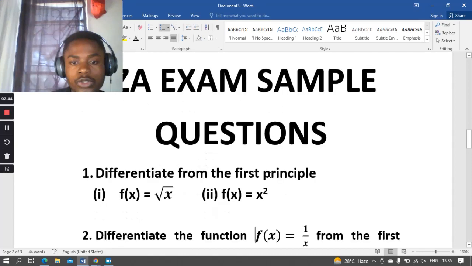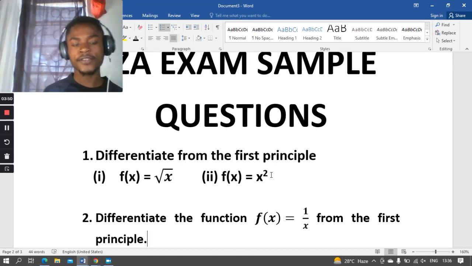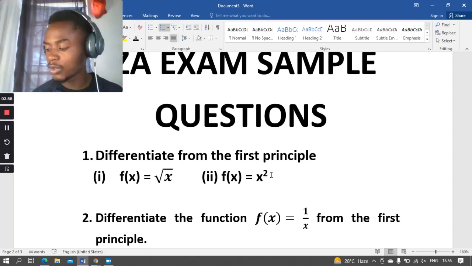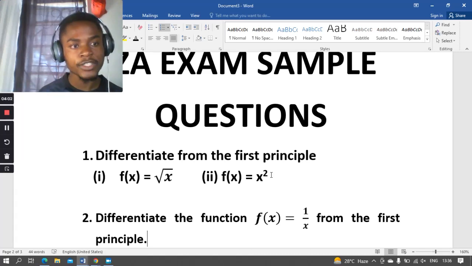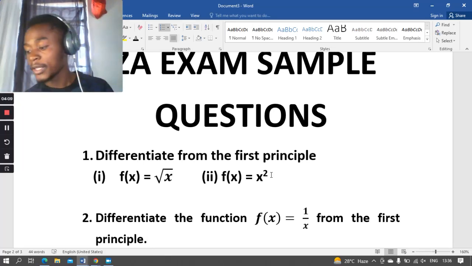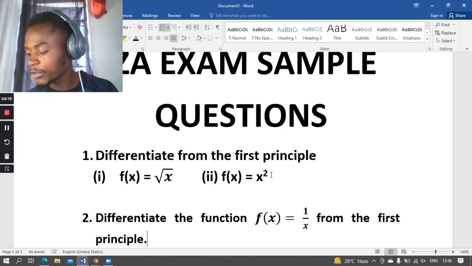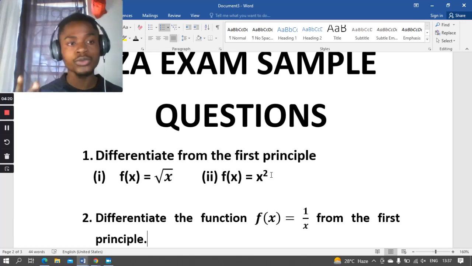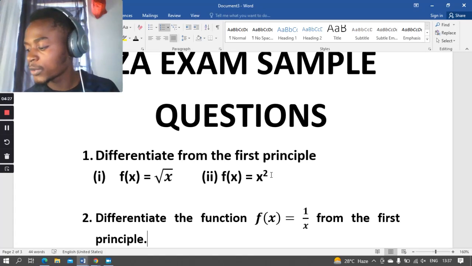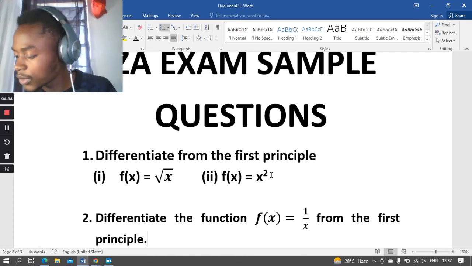So the first question is differentiate from the first principle. So we are using the first principle. When you talk of derivative, you find that there are so many rules that you are supposed to know. The first rule you have to know is the first principle, and then you need to also know the addition and subtraction. You also need to know the chain rule, the product rule, and also the quotient rule. Those rules, you need to know them. But I'm not going to focus on all those rules, just the first principle.